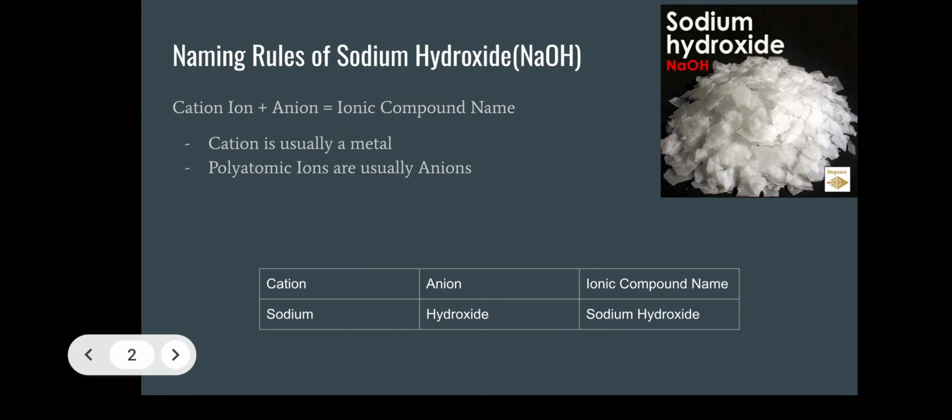So, naming rules of sodium hydroxide. Sodium hydroxide is named based on its bond type and the common polyatomic ion name of OH, which is hydroxide. Sodium hydroxide is ionic, so the naming is the cation, then the anion.